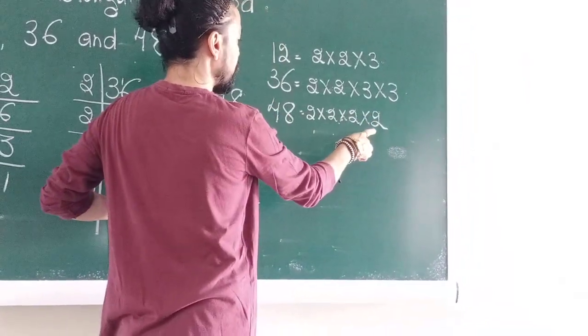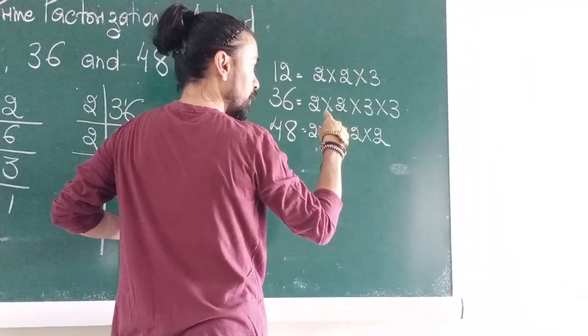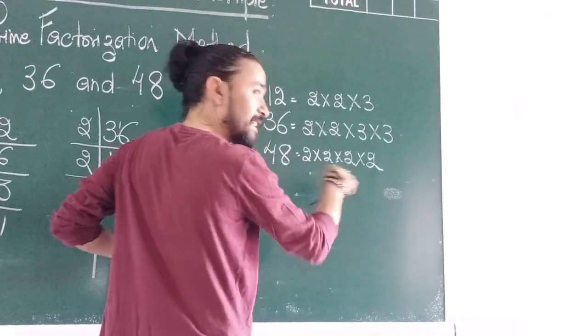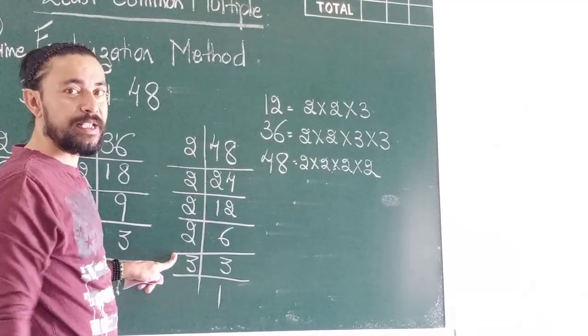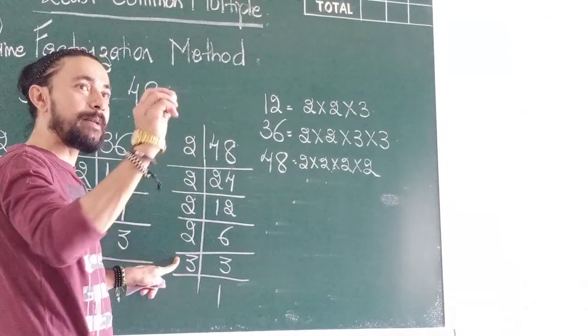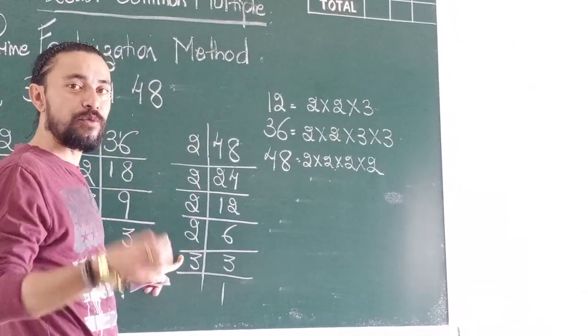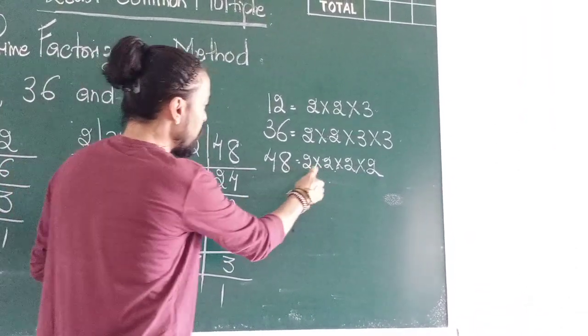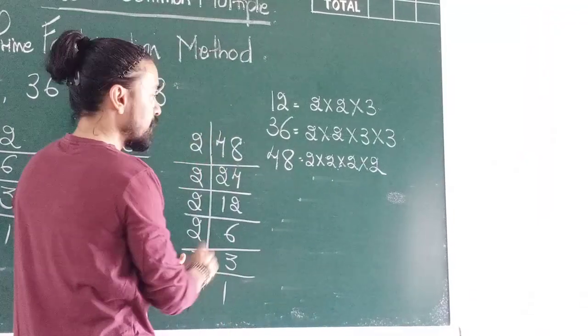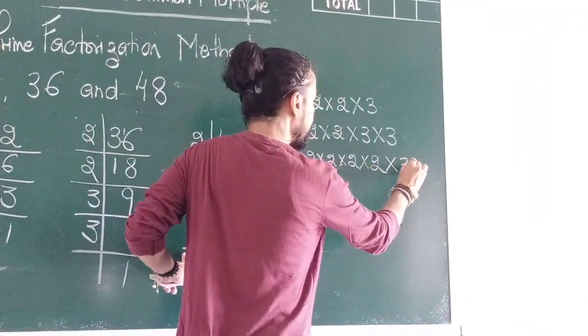Always count and make sure that you've written the exact number of that particular digit that many times. Because many times you multiply by 2, you go and put an extra 2 and your answer will be wrong. So 1, 2, 3, 4. And last is 3 multiplied by 3.